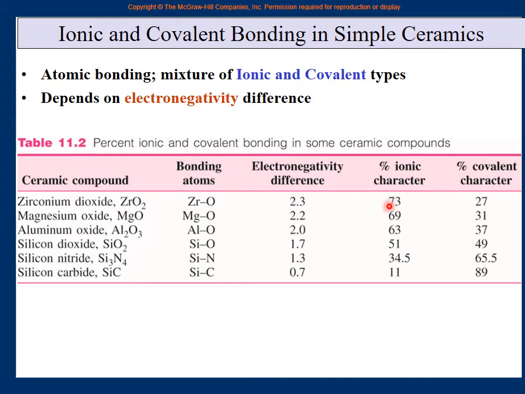73% chance that they will form ionic bonds, and only 27% chance that they will form covalent bonds for zirconium oxide. But if you go to silicon carbide, where electronegativity difference is only 0.7, only 11% chance that ionic bonds can be formed, but 89% chance that covalent bonds will be formed, right? So mostly silicon carbide will be a ceramic which is covalently bonded, and mostly zirconium oxide or zirconium dioxide is a ceramic which will be electrovalently or ionically bonded, right? So this type of chemistry we can see.